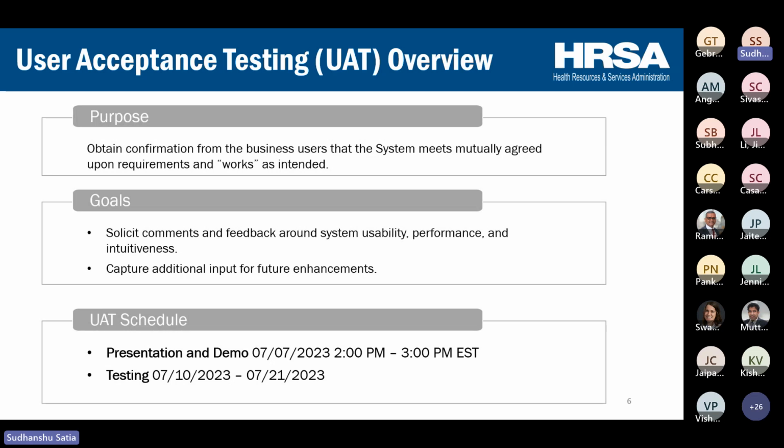The environment will be available for the next 2 weeks for the grantees and for all the users who are participating in this UAT to test the RSID BHS and RSID MAT access functionality, which is going to be available in production in late August.